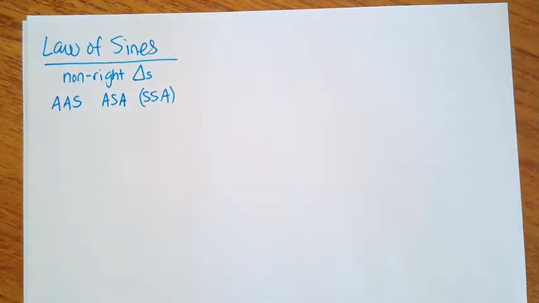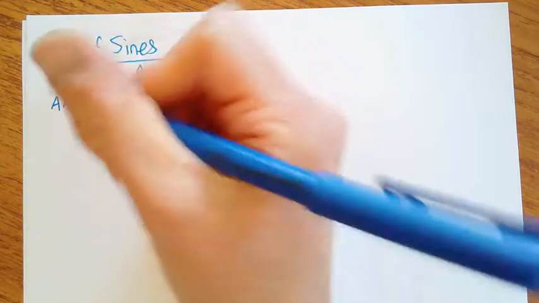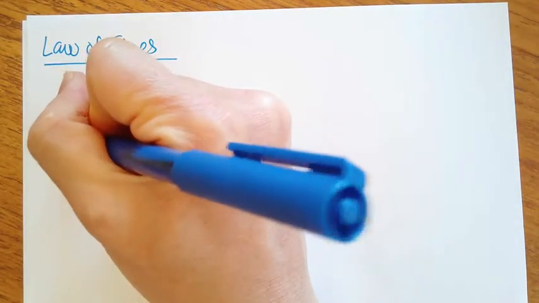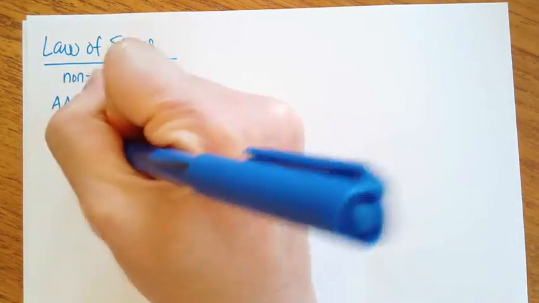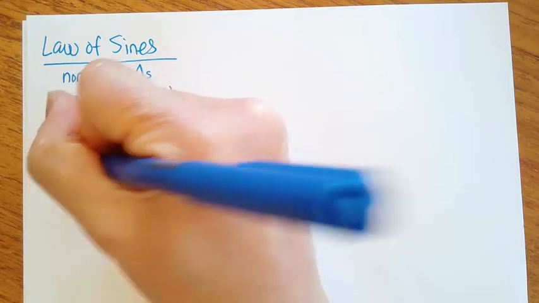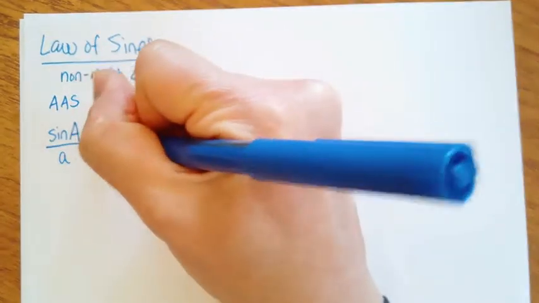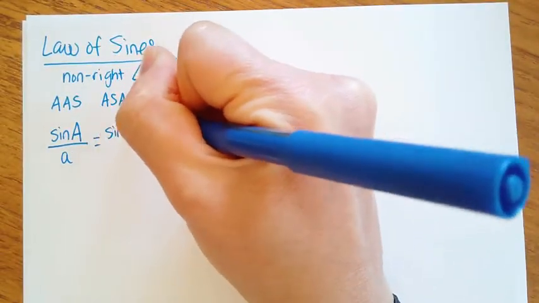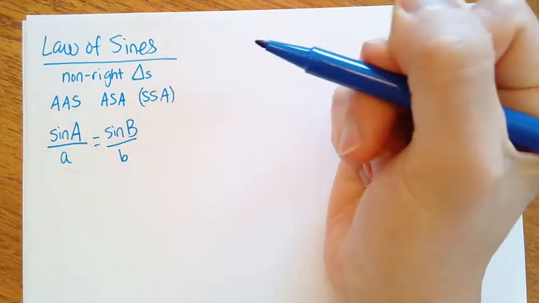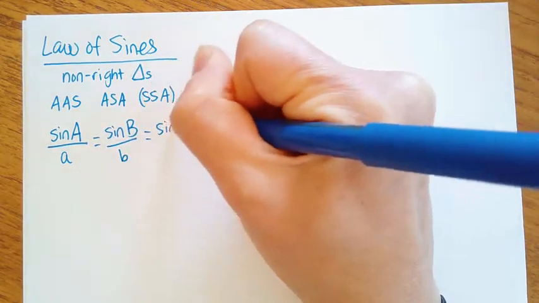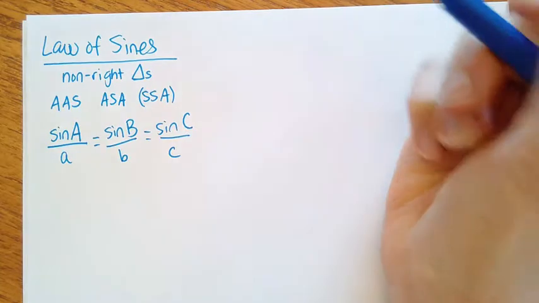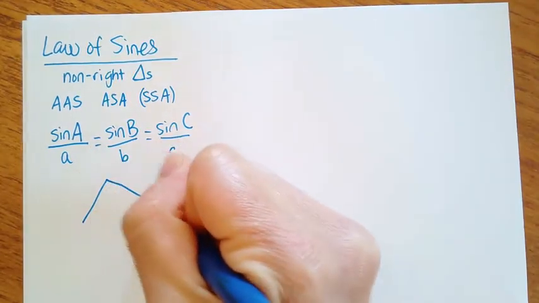So I'm just going to write down what the law of sines is. It is basically that the sine of angle A over the side length of side A equals sine B over side B, which equals sine of angle C over side C. And that's for any triangle.